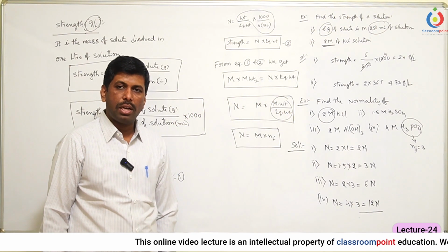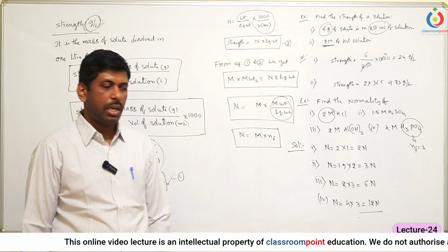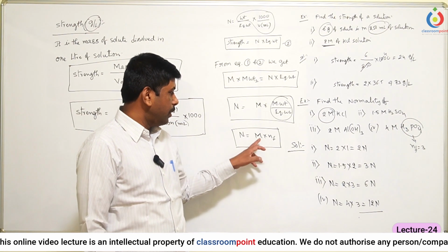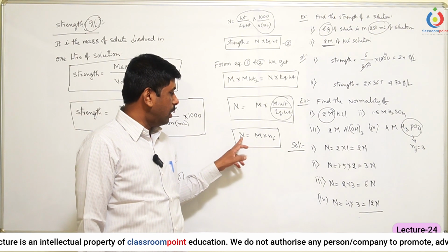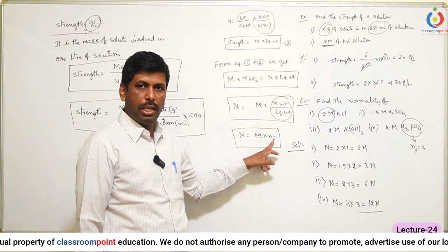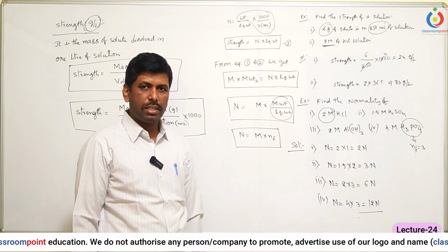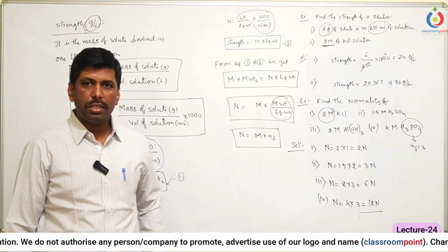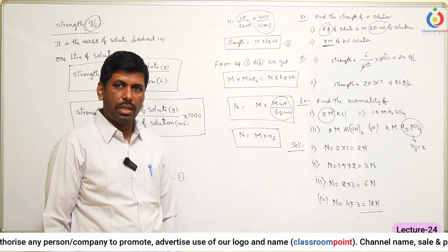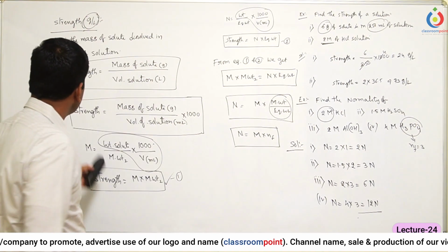So like this we can relate normality with molarity, and molarity with normality. If you want only the molarity, then you have to divide the normality by the n factor. If the reaction is given, then based on the reaction the n factor value has to be calculated, which we discussed in our previous classes.